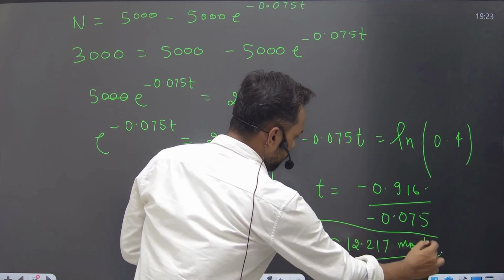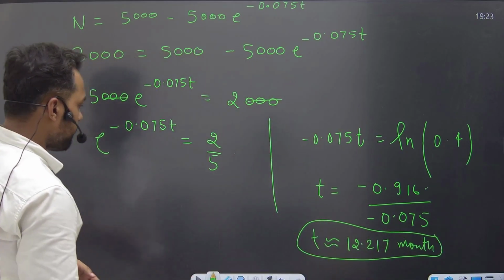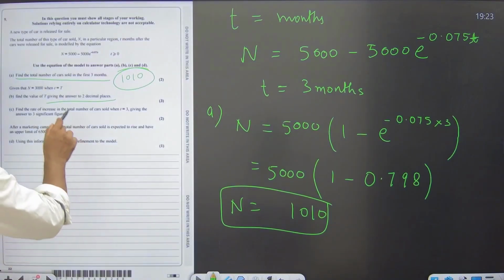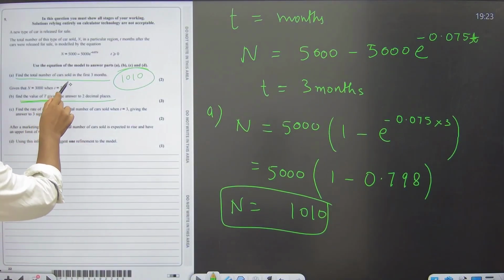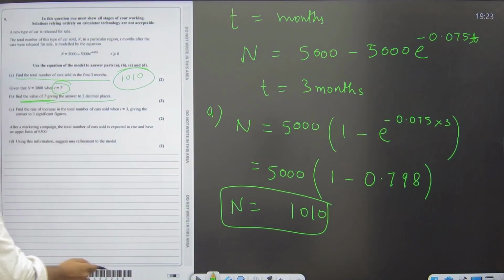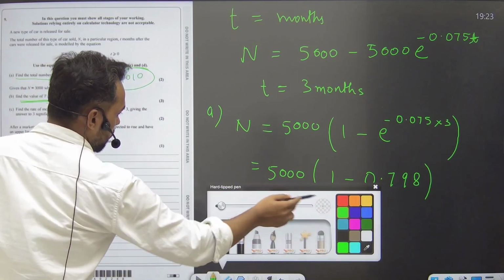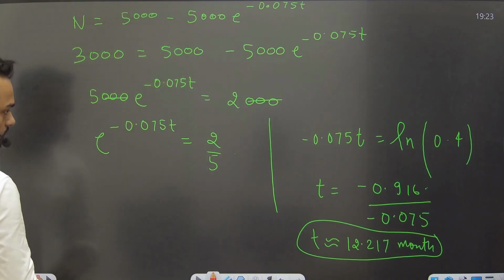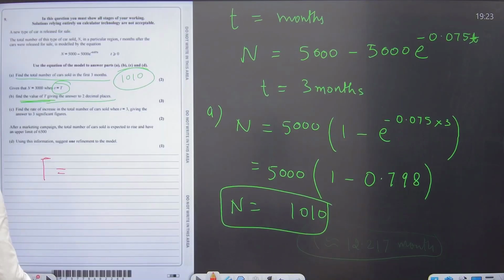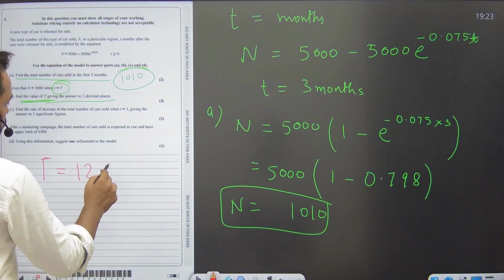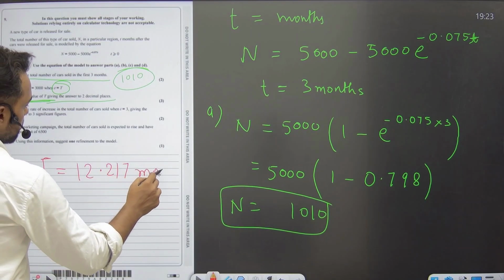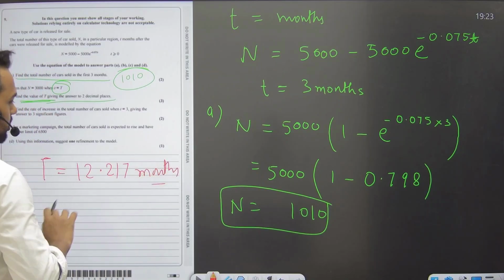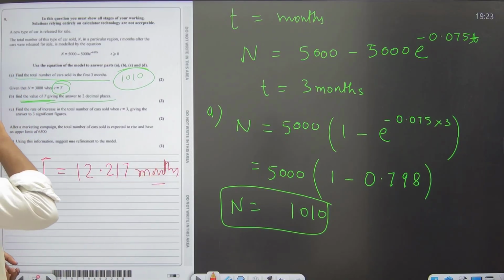Now here it was mentioned in the question, students, to find the value of t when small t is equal to T. So we have found the value of capital T, that is equal to 12.217 months. Okay, approximate values will also be considered.